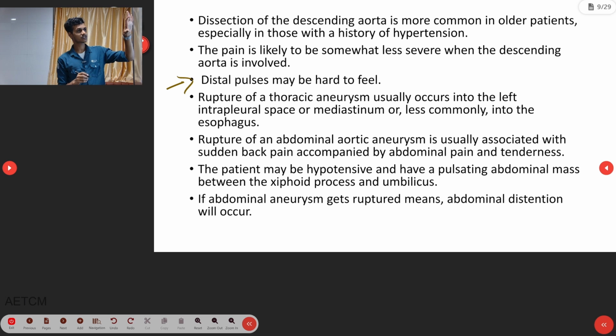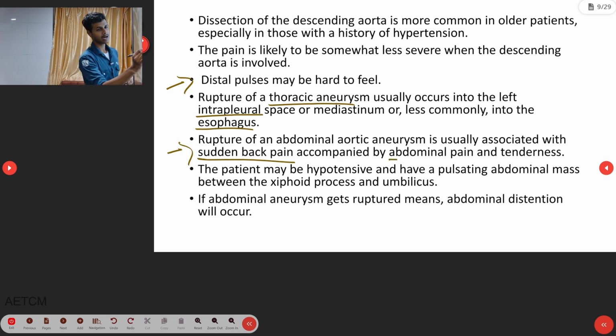And then rupture of the thoracic aneurysm. If the aneurysm ruptures in the thoracic part, the common sites are the left intrapleural space and the mediastinum, or less commonly into the esophagus. Rupture of an abdominal aortic aneurysm will show symptoms of sudden back pain. The person will complain of abrupt onset of back pain, accompanied by abdominal pain and tenderness. There will also be abdominal distension.